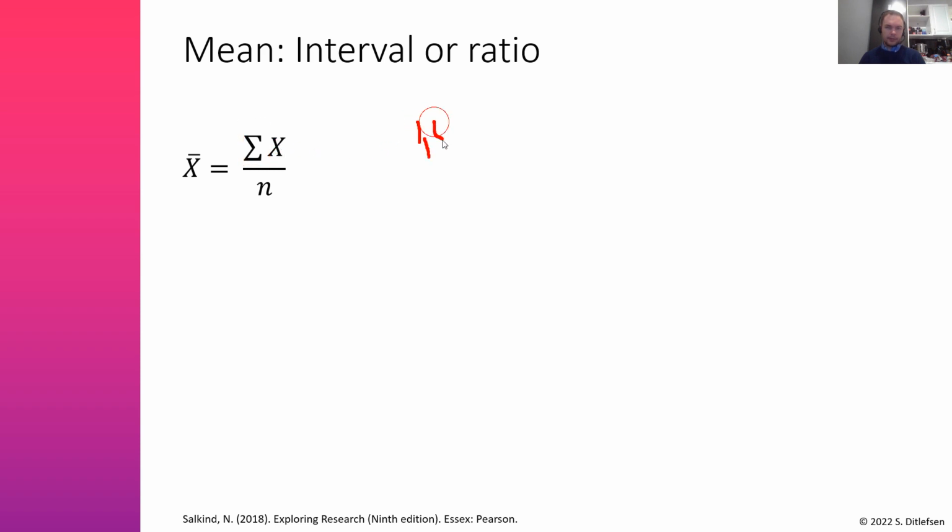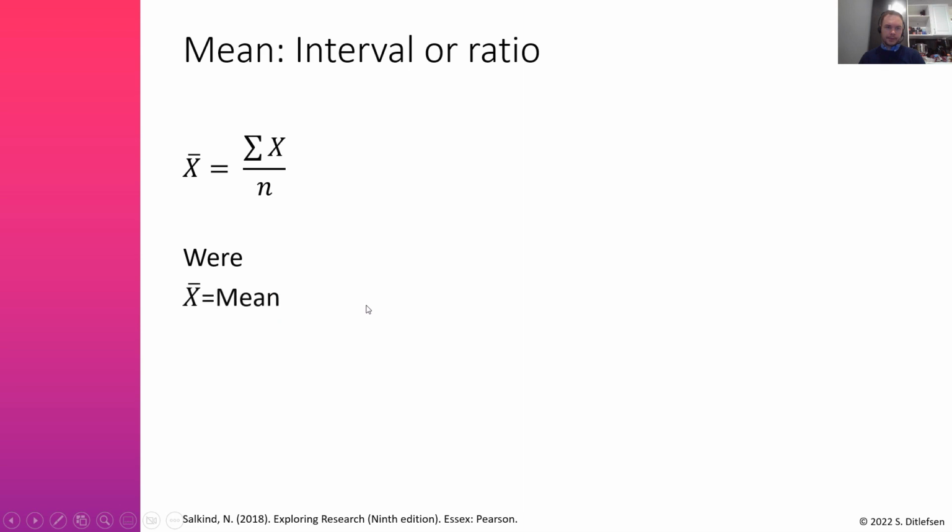So if you have 1, 5, and 3, then sum of x equals 1 plus 5 plus 3. So it's not that difficult, it just looks terrible. And n means count the number of measurements. So our n was 3, because we had 3 measurements.